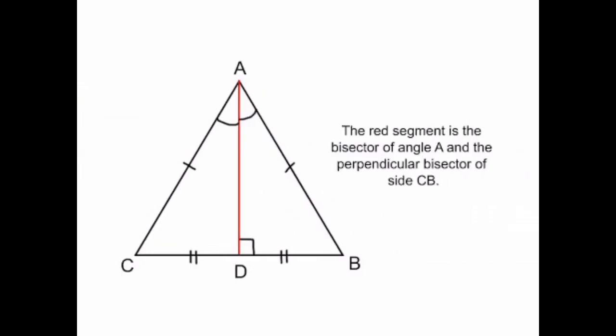And our third theorem with regards to isosceles triangles says the red segment here is the bisector of angle A. Remember that to bisect means to cut something into two equal pieces. So this left side and this right side are the same as each other. They're congruent. And this red line that comes down at a 90-degree angle is a perpendicular bisector of the base. So CD here is congruent to DB over here.